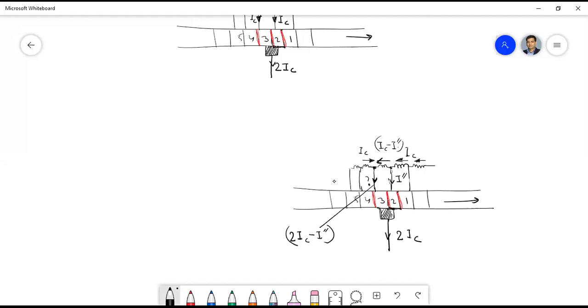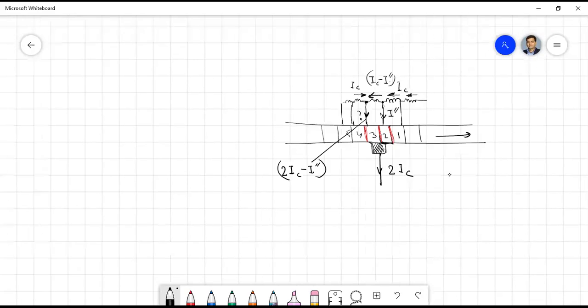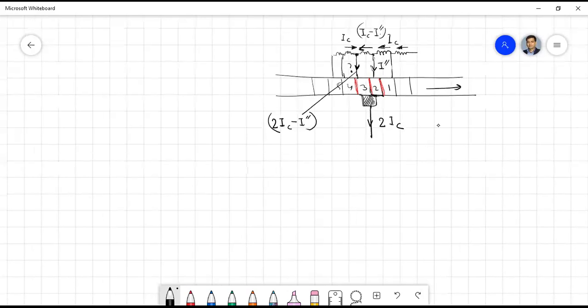Here also, in the previous diagrams I missed showing that. So this is the instant where the brush is sharing more contact with commutator segment 3 compared to commutator segment 2. But commutator segment 2 still has some contact with the brush.